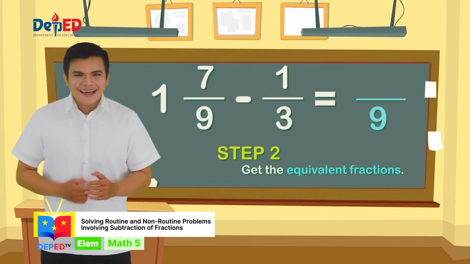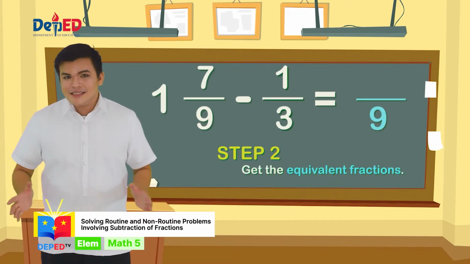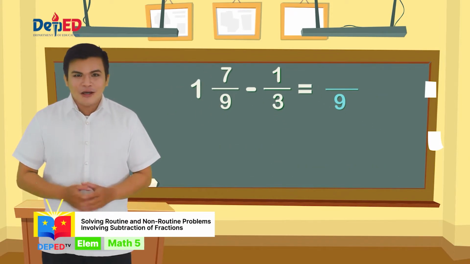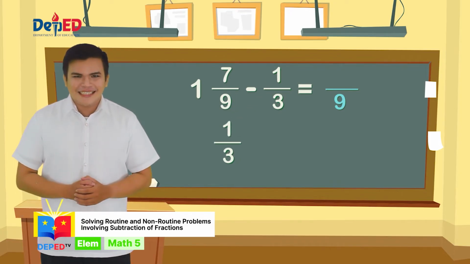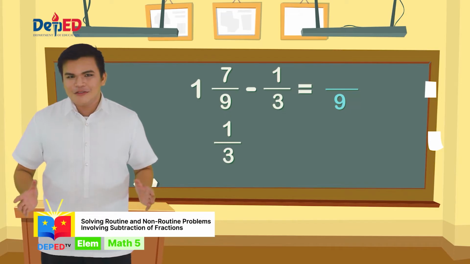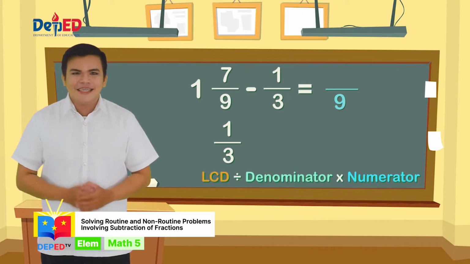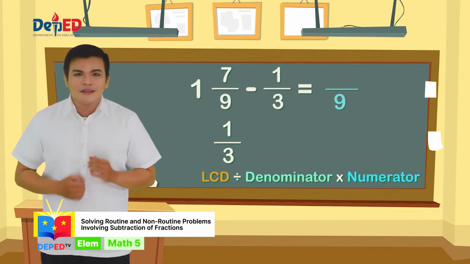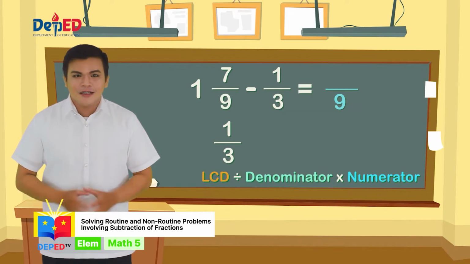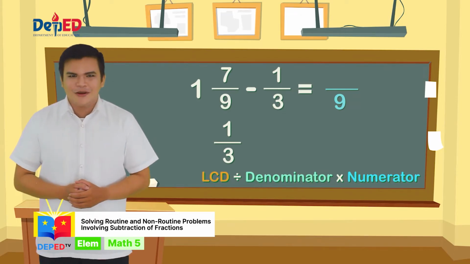Step 2. Get the equivalent fractions. Since 9 is already a multiple of 3, we will only convert 1/3. We can do it by using the LCD 9. Just like in our previous episode, we divide the LCD by the denominator. Their quotient will be multiplied to the numerator. The answer becomes our new numerator.